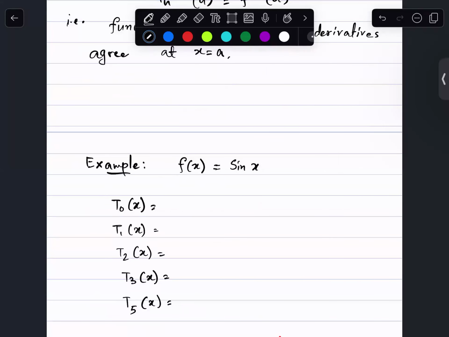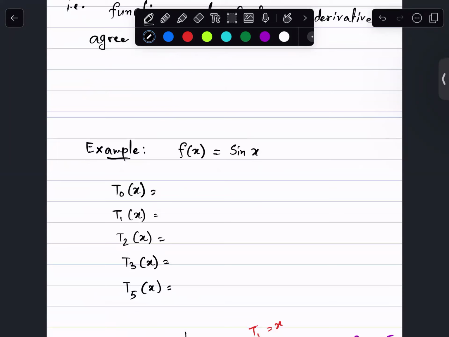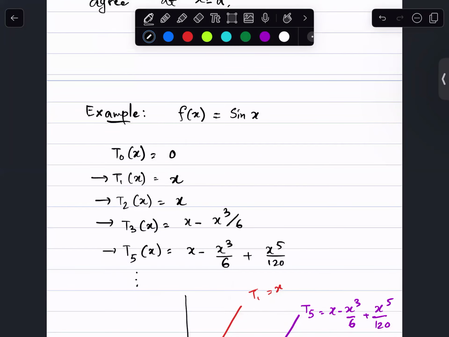Let me demonstrate an example. Say the function f(x) is sine x. Then for that, the 0-degree Taylor polynomial will be the constant 0. The 1st-degree polynomial will be x. The 2nd-degree polynomial will again be x. The 3rd degree will be x minus x cubed over 6. The 5th degree will be x minus x cubed over 6 plus x to the 5th over 120. And so on. I can go on and evaluate T7, T8, T9, and so on.